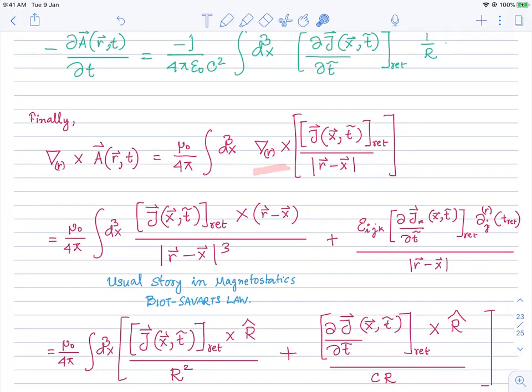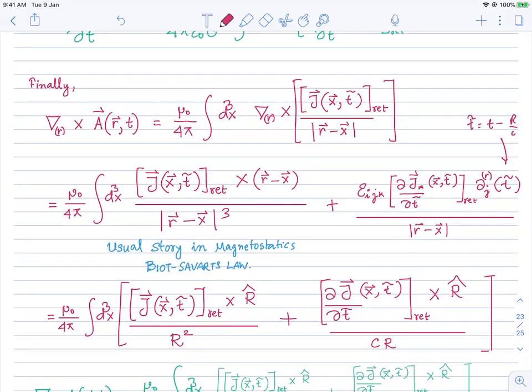So this curl, I have written it down in epsilon, and this is T retarded or T tilde, the same thing that I'm using interchangeably. This T tilde is nothing but T minus R by C. Now if you differentiate this, we will see that there's a time derivative. Of course, this is the chain rule, so this is how T tilde came in here. The derivative of T tilde is what is going to remain here.